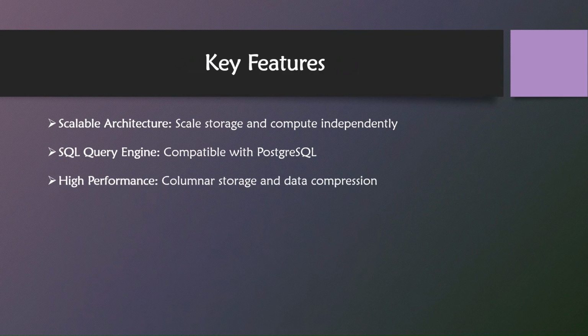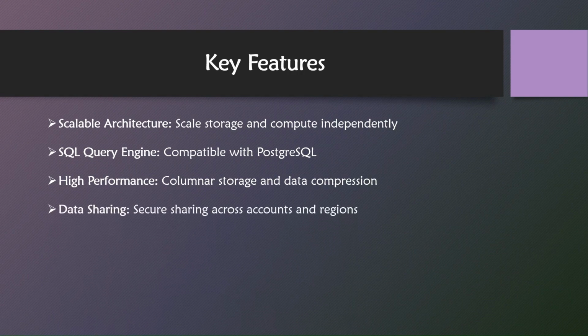The third feature we have is high performance, which is driven by its columnar storage architecture, which stores data by columns instead of rows. This allows for more efficient reading of large data sets, especially when querying specific columns. Additionally, data compression techniques are employed to reduce storage requirements and further enhance query performance.